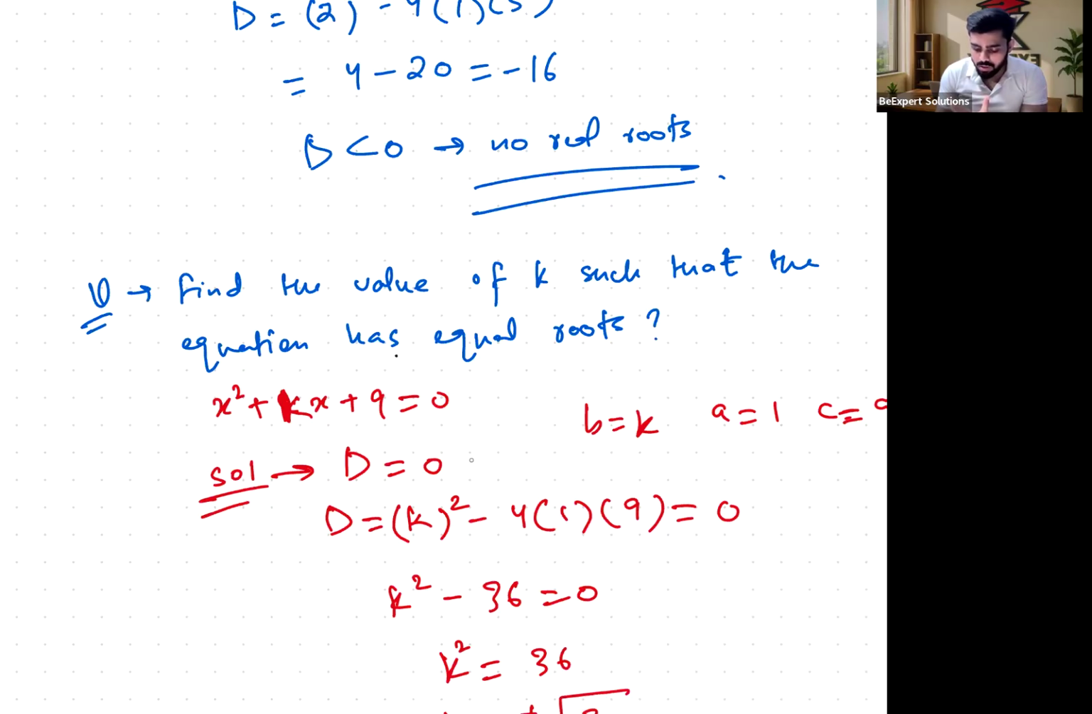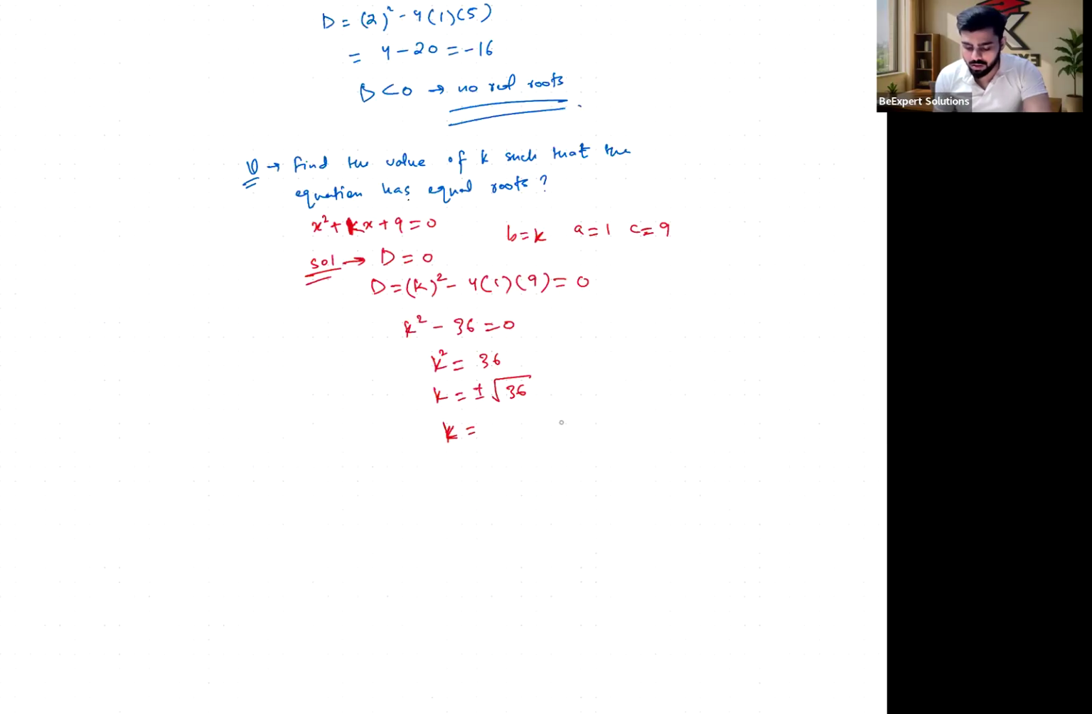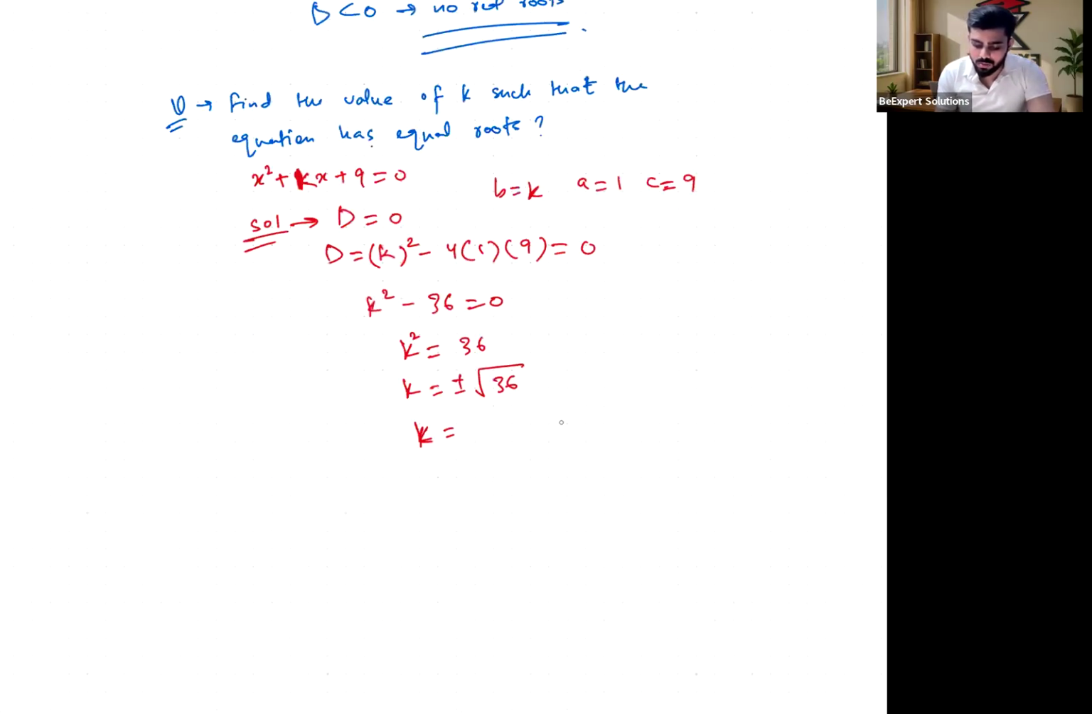So k value would be equals to what here? Plus minus 6. This is the value of k you will be getting, right? So k will be either positive 6 or negative 6. Okay, so that's one thing you need to remember. In the next upcoming videos, I will be trying to cover some more things.